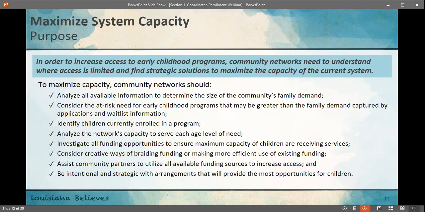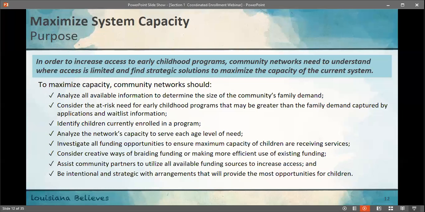So while you're doing that, networks will be considering a couple of different things. You're going to be analyzing the available information to determine the community's family demand. You're going to be considering that sometimes at-risk need for early childhood programs may be greater than the family demand captured by applications and waitlist information. You'll also consider the information of the children that are already enrolled in programs. You're going to analyze your network capacity to serve the children at every single age level, birth to 5.